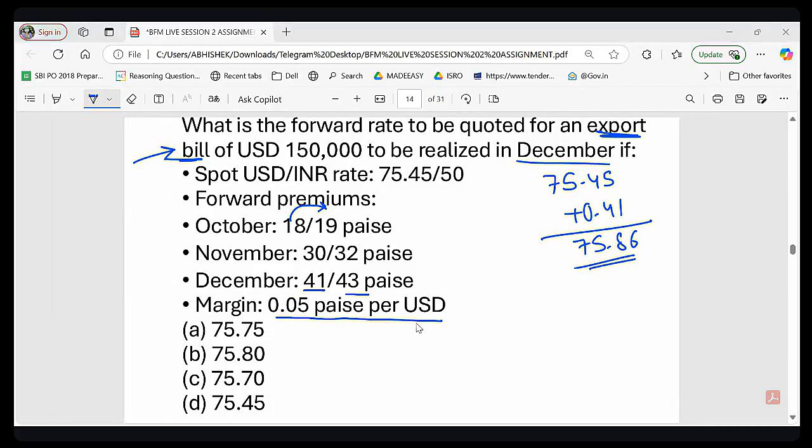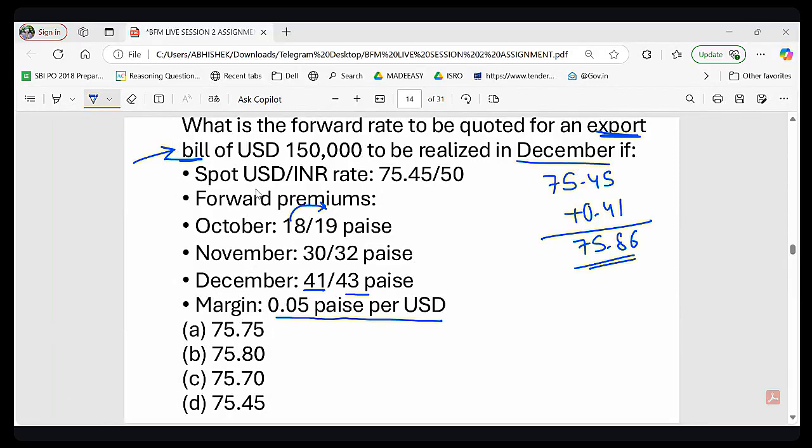मार्जिन को क्या करना है, जोड़ना है या घटाना है? Whether margin is to be added or deducted, please tell. I hope we have done similar question earlier. You can easily answer, right? So margin is to be subtracted, right?